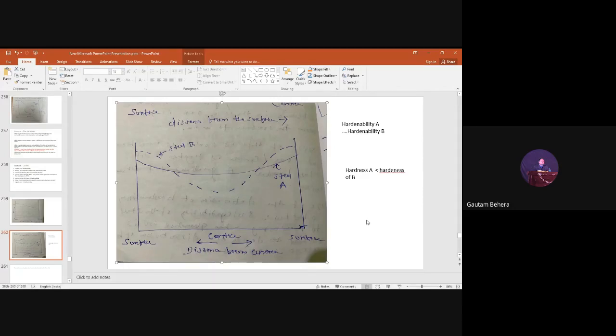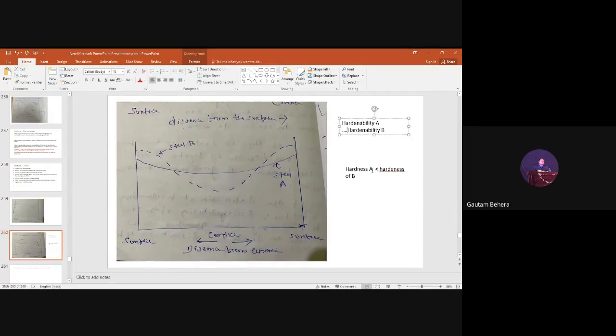Sir, steel A has good hardenability. Steel A has good hardenability. Okay, can anybody tell me anything? Anybody want to speak something else? Does anyone want to comment on this? Yes, your time is over. Yes, so Soumya is again right.